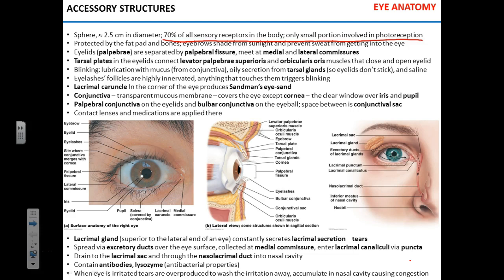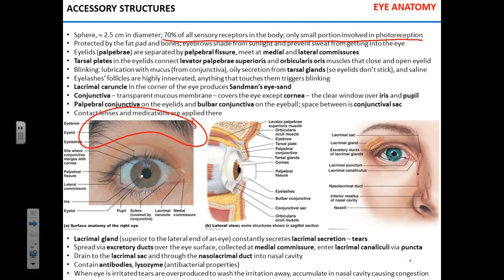Multiple bones, frontal, lacrimal, nasal, ethmoid, sphenoid, maxillary, temporal, and zygomatic, will protect the eye. They will form the orbit. Fat will also pad the eye. In terms of external structures, eyebrows will prevent sweat from getting into the eye.